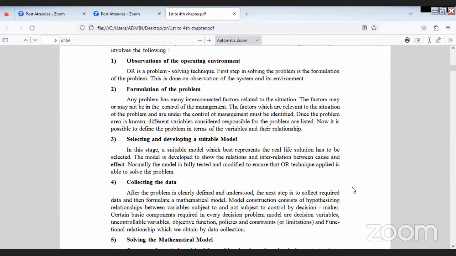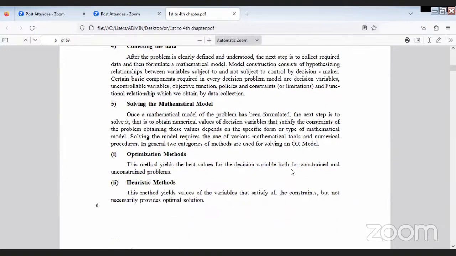Model construction consists of hypothesizing relationships between variables subject to and not subject to control by the decision maker. Certain basic components are required in every decision problem model: the decision variables, uncontrollable variables, and also the objective function, policies and constraints, and functional relationships which are obtained from the data collection. And then solving the mathematical model. How to solve the mathematical model here?